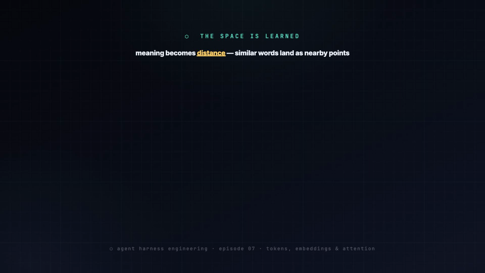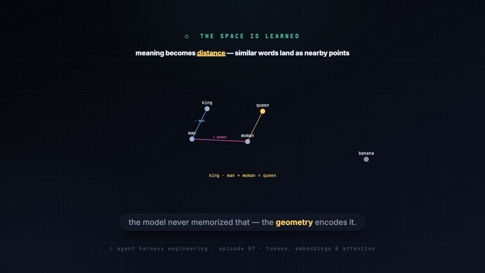And that space is the beautiful part. It's learned so that meaning becomes distance. Words used in similar ways end up as nearby points. The famous one, take king, subtract man, add woman. You land almost exactly on queen. The model never memorized that. The geometry of the space encodes it.